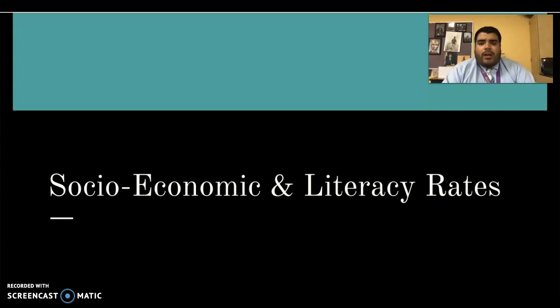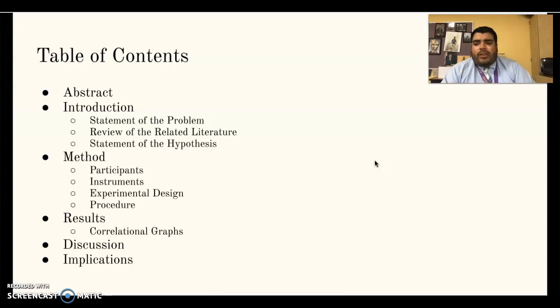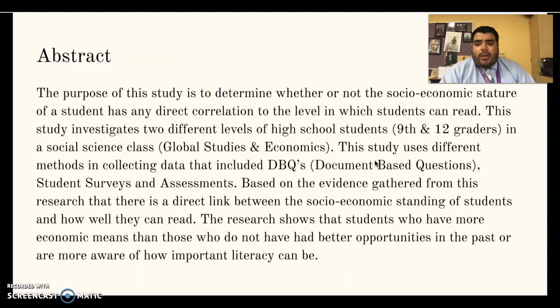So let's go ahead and start my presentation. So here's my table of contents. I'm going to give you an abstract on the presentation as a whole. I also have my introduction, my methods, my results, as well as a discussion and applications of what my research has shown me.